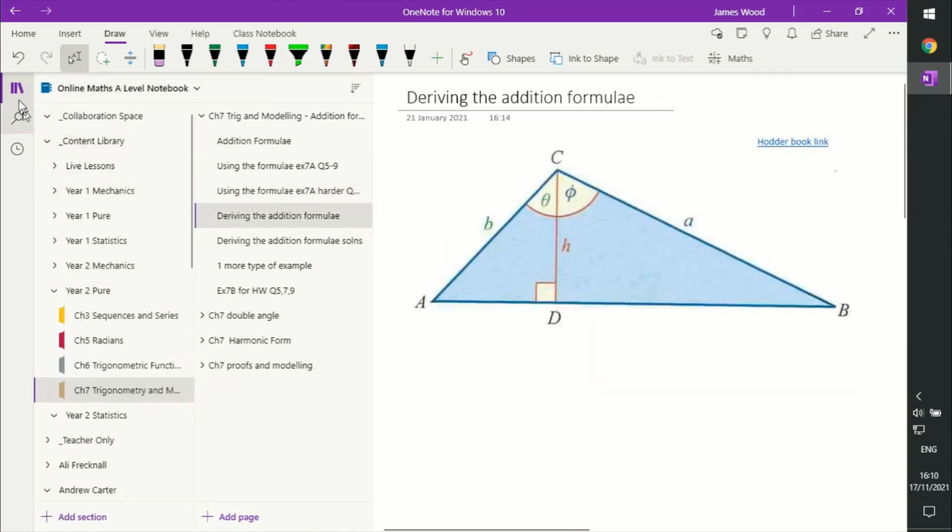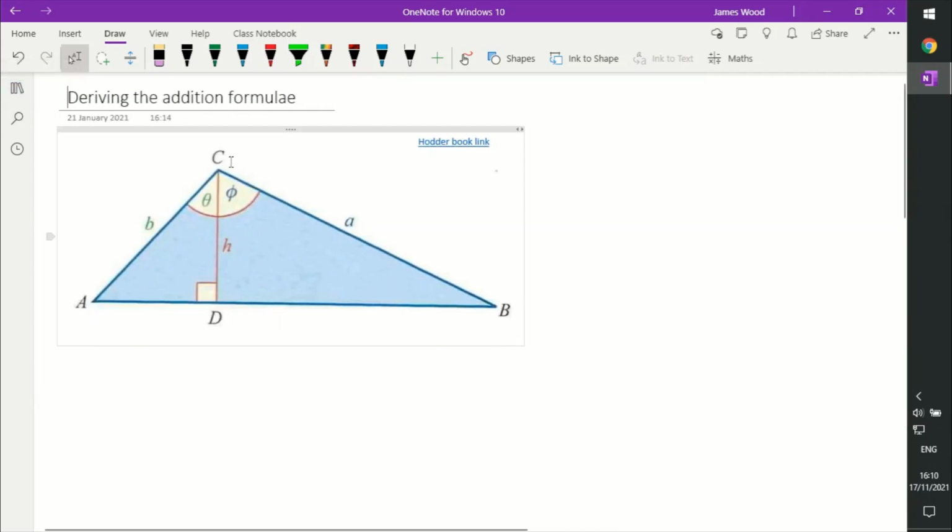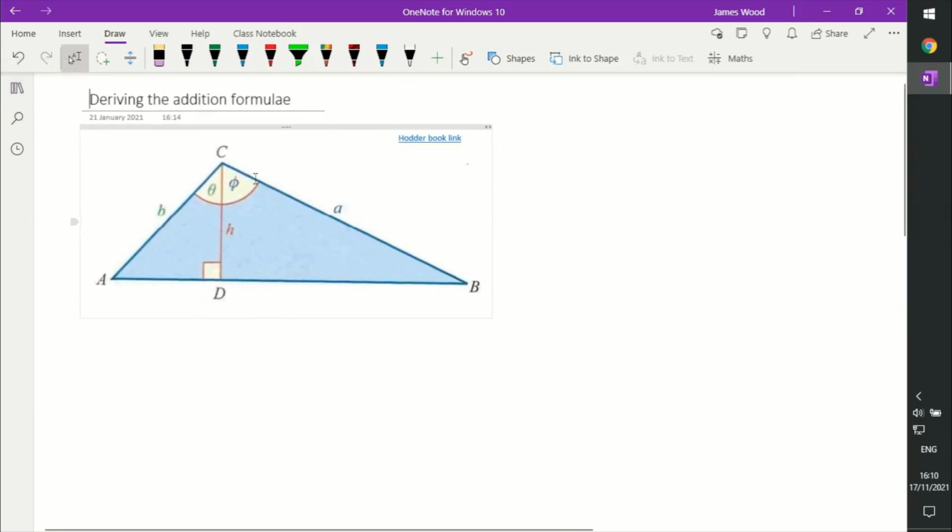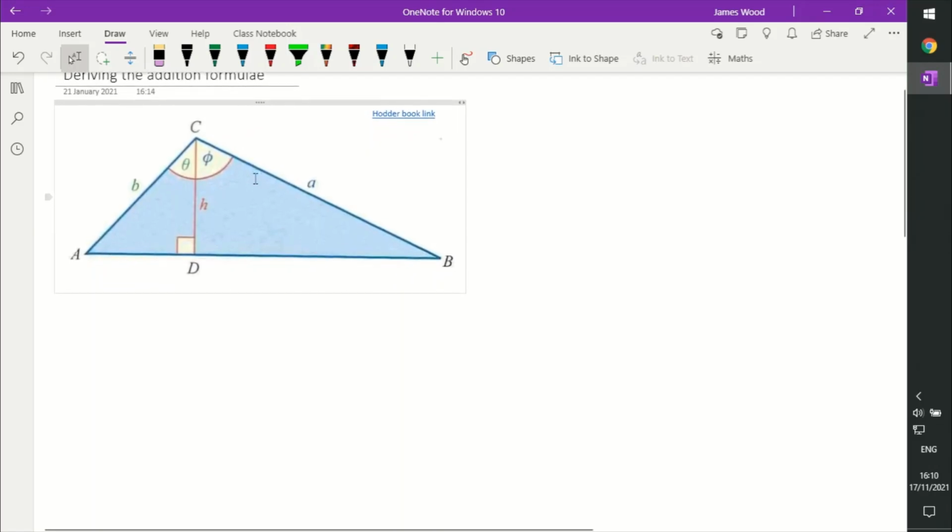Okay. Next thing I'm going to look at is how we actually derive these formulae. So we've done using them already, and now we're going to look at actually where do these 6 formulae come from.